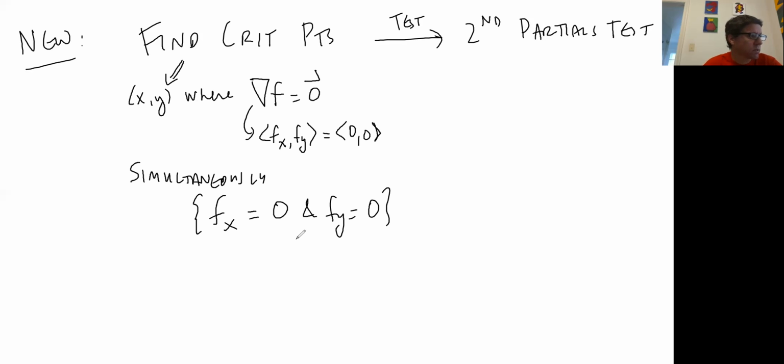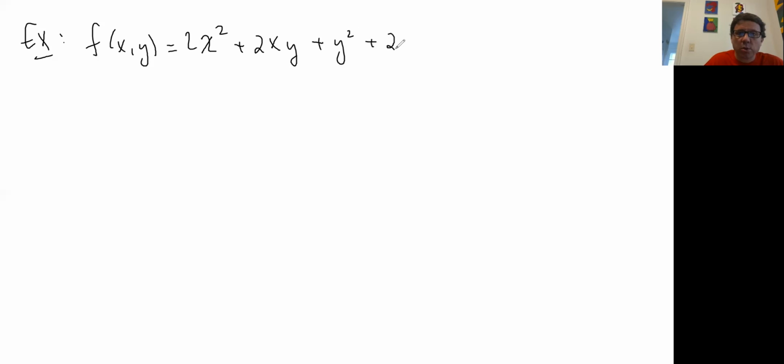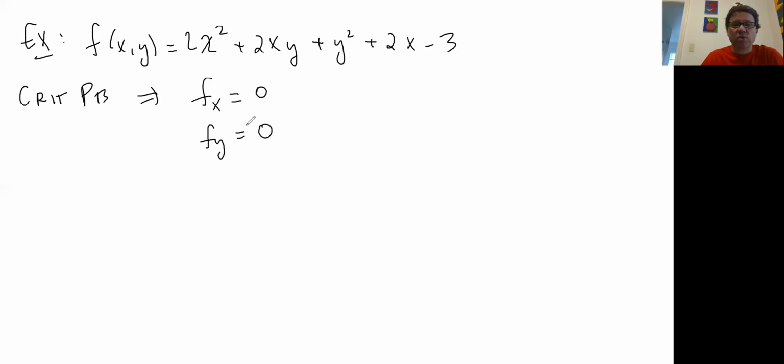Now, before I tell you what the test is, let's just do some examples for practice, so we can compute these things. Here we go. For example, f of x, y equals 2x squared plus 2xy plus y squared plus 2x minus 3. I don't know exactly what this looks like, but let's try to find the hills and the valleys, just like we did in Calc 1, except now it's truly a topographic hill and valley kind of thing. So we need to figure out where those are, and we need to find the critical points. That just comes from simultaneously finding f sub x and f sub y, setting them to 0, and solving that system of equations.